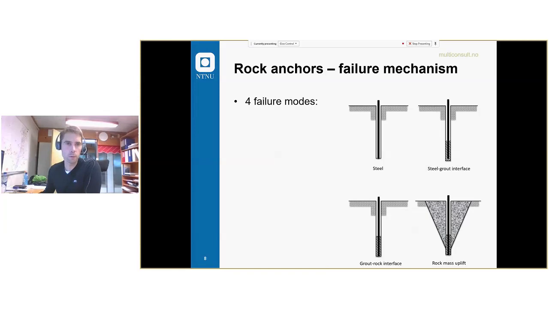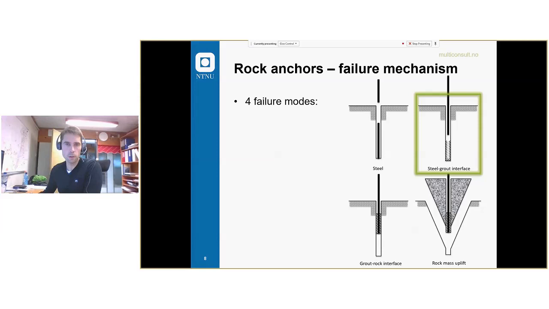Traditionally, we are looking at 4 failure modes for a rock anchor. There is a failure within the steel itself. It's the steel grout interface failure. You pull it out from the grout. It can be the grout rock interface or the rock mass uplift. This study concerns one of these failure modes, and that is the steel grout interface. So there is a limitation within this work.